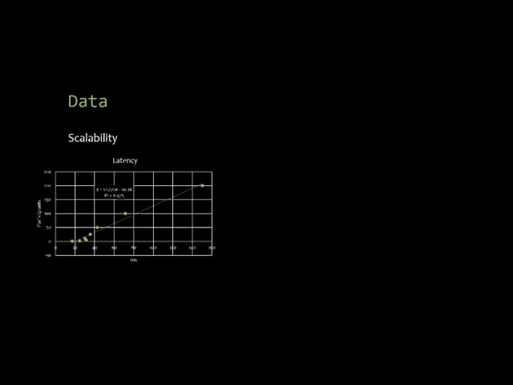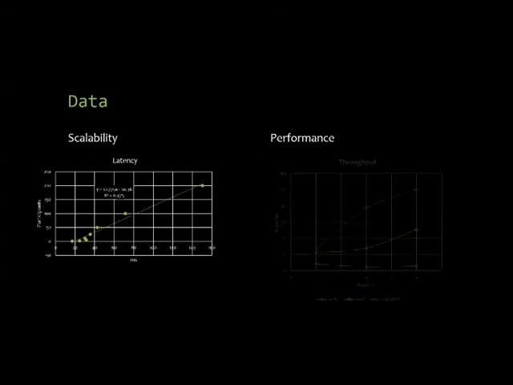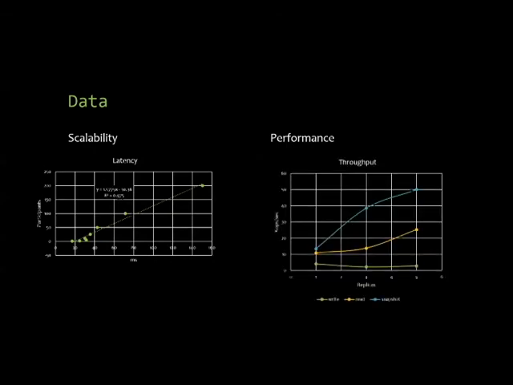We don't go to Google because it's super slow. We go to it because it's fast and reliable. Now let's talk about performance. All right, here's the throughput. And this throughput is just how many actions they can do.